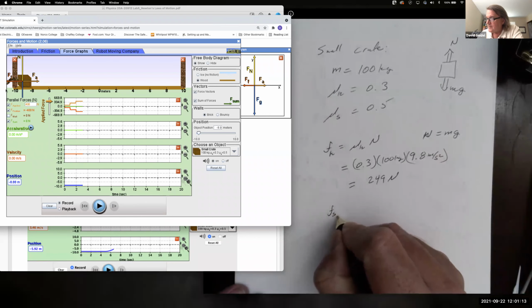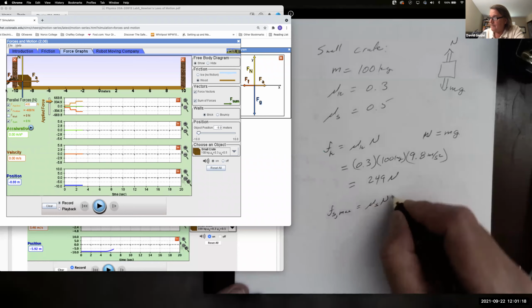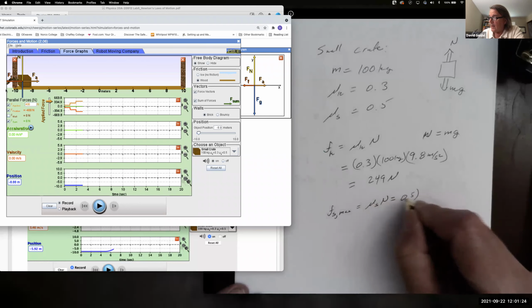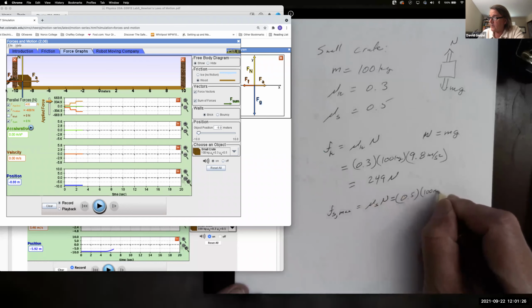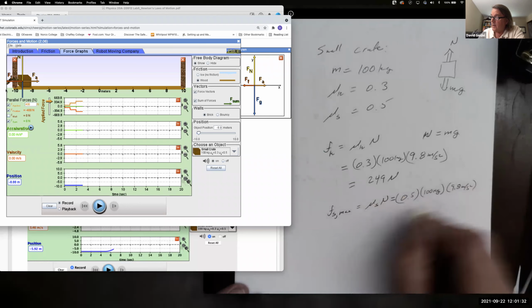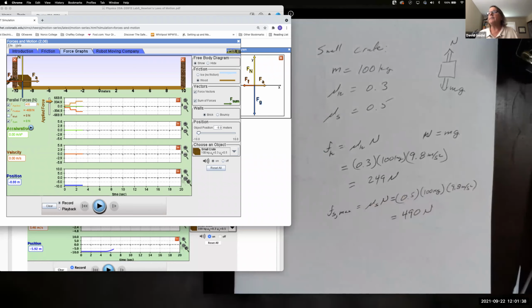F sub s max is equal to mu sub s n, which is equal to 0.5 times 100 kilograms times 9.8 meters per second squared, and that's equal to 490 newtons. So I can plug 489 in here, 489.9, and run.